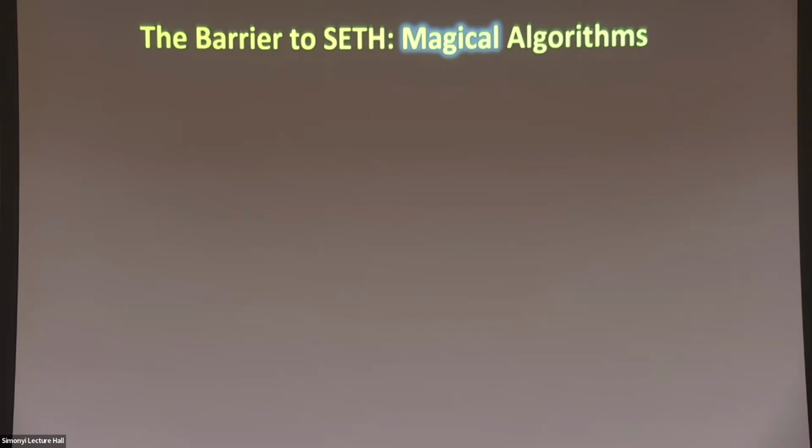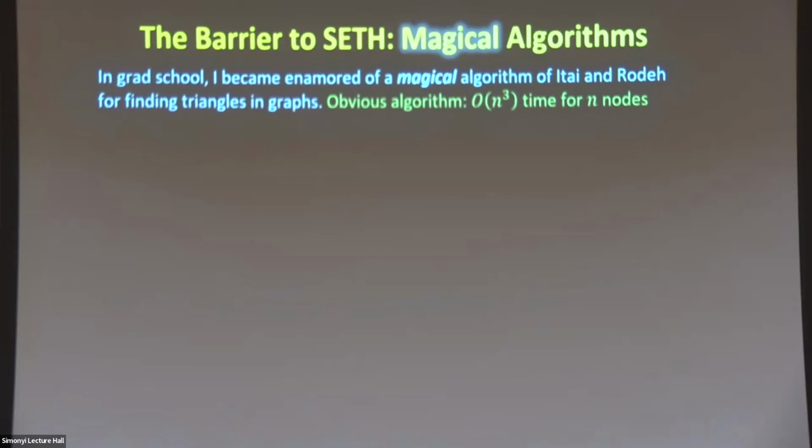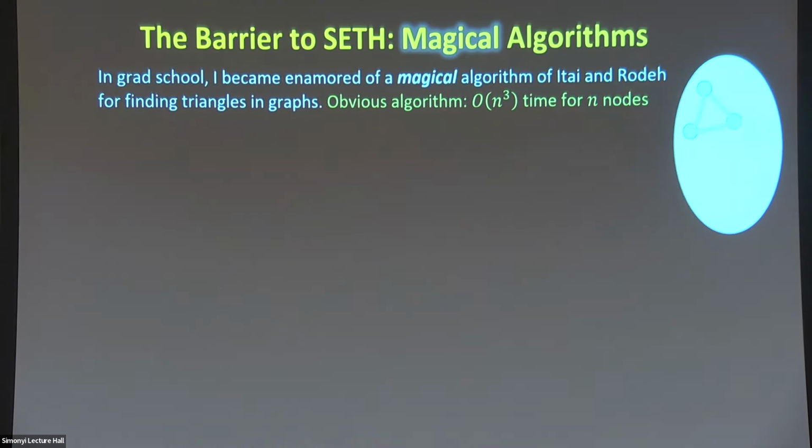Right. So the problem with asserting something as strong as SETH, like CNF-SAT basically needing 2 to the n time, is that algorithms can do very unexpected things. They can be magical. And so in grad school, I became enamored of some magical little algorithm of Itai and Rodeh for finding triangles in graphs. So this is a very simple problem.